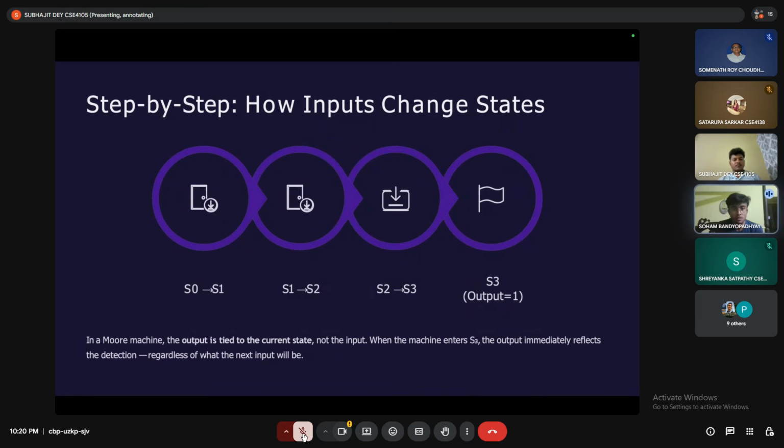Good evening, sir. Now in this slide, we will be presenting how inputs change states. In a Moore machine, the output is tied to the current state, not the input. When the machine enters S3, the output immediately reflects the detection, regardless of what the next input will be. In the diagram, we can see it clearly. Next slide.